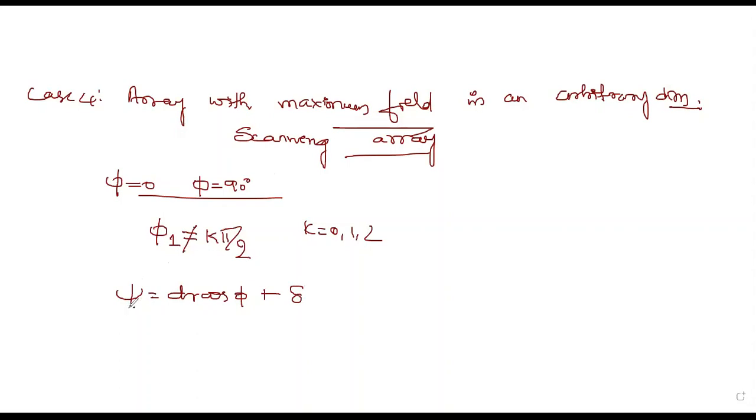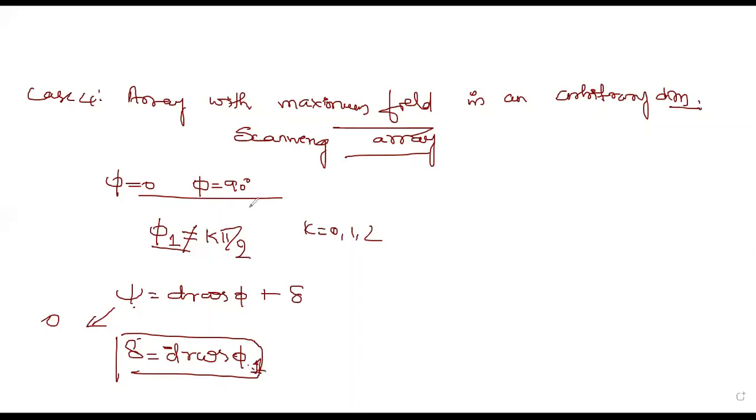For finding out the peak, we know we have to substitute 0 for this. So delta will be equal to minus dr cos phi 1, because I've considered phi 1. So it is minus dr cos phi 1. The equation remains the same. The only difference is, instead of considering the phi values as 0 or 90, we are actually taking phi 1, which is not equal to k pi by 2.